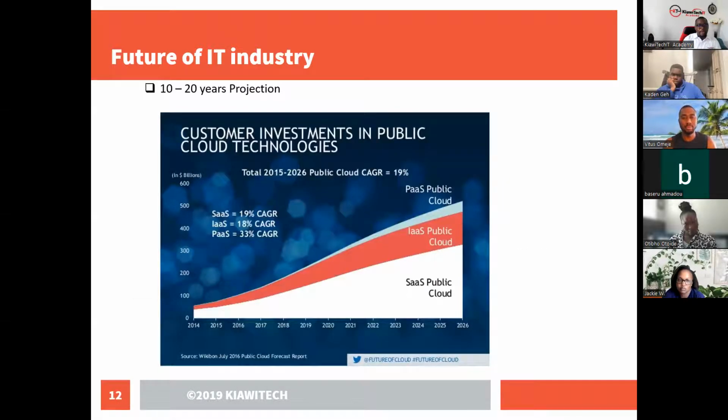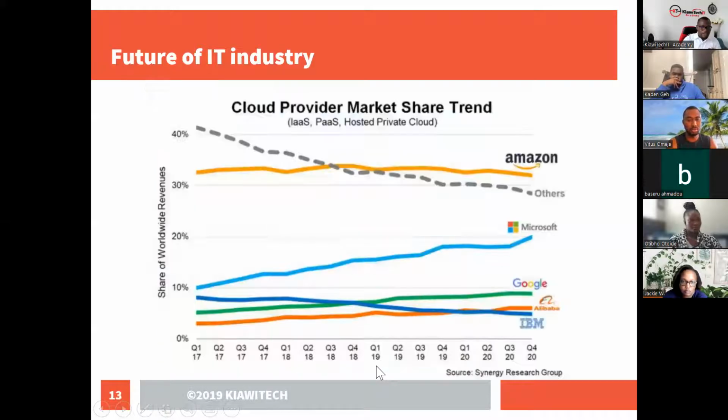Now, look at this one here. Also, customers' investment in public cloud technologies, right? Now, we have 3 different cloud provisions that you will be learning. We have a SaaS public cloud, an IaaS public cloud, and PaaS. This stands for platform as a service, infrastructure as a service, and software as a service. And you see that all of them are projected to grow, even triple by end of 2026. So you see the trend is an upgoing trend in every direction that I'm going to be showing you here.